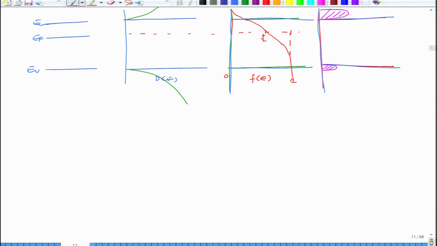So, this is Ne and this is NH, and you can see that Ne is much larger than NH, and this is because the Fermi function has shifted. So, it is not drawn very nicely, but it is sort of like this.